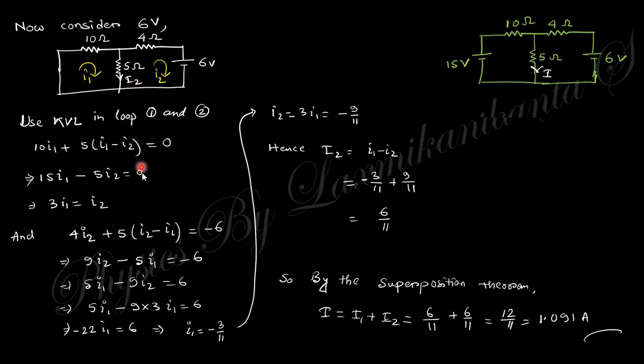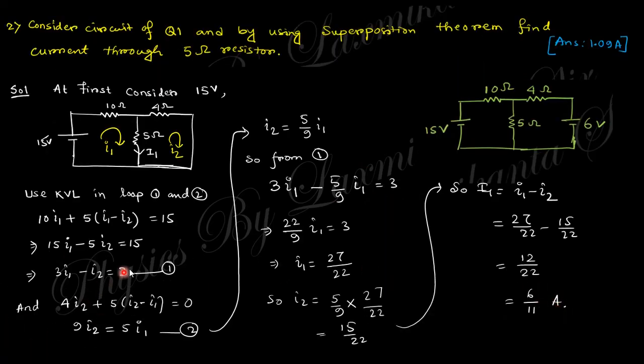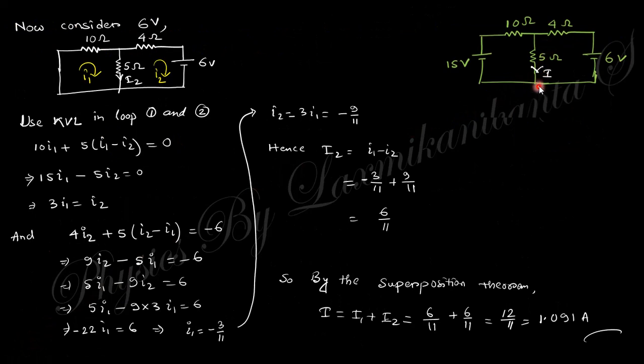And in loop 2, you will get 4 I2 and 5 (I2 minus I1), and this is minus 6 because this arrow is taken in that direction and this current flows from the positive in the opposite direction. That's why this is minus 6. So you will get the final equation I1 equal to minus 3 by 2. So you will get I2 also. The capital I2, the effective current due to this 6 volt, will be 6 by 11. So the final total current through this 5 ohm equals 6 by 11 plus 6 by 11, that is 12 by 11, that is 1.091 ampere.